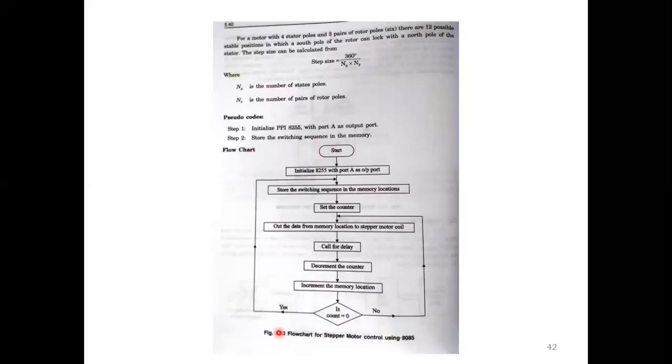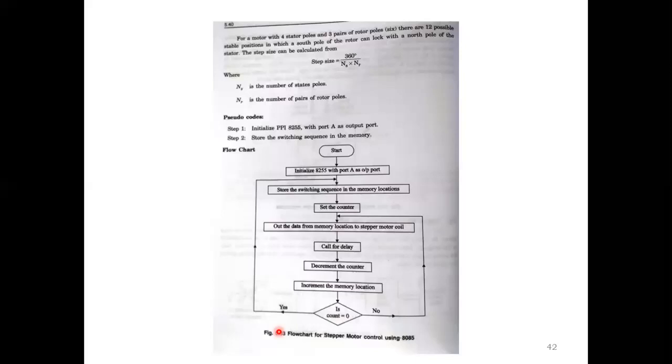Then set the counter. Then output the data from the memory locations to the stepper motor coil. Then call for delay. Then decrement the counter. Then increment the memory location. Then check whether this value is 0. If it is 0, it goes to the initialized position and starts the switching sequence again. If not, it goes back to set count.